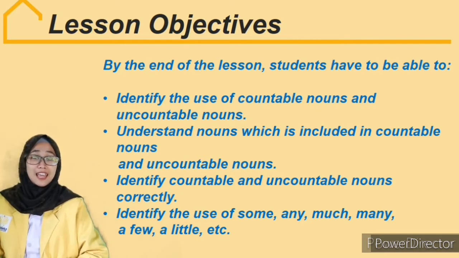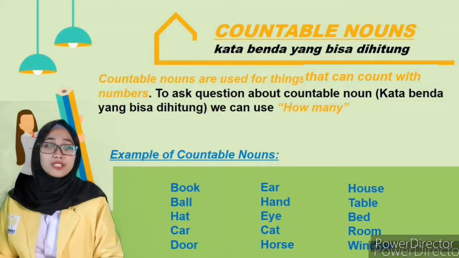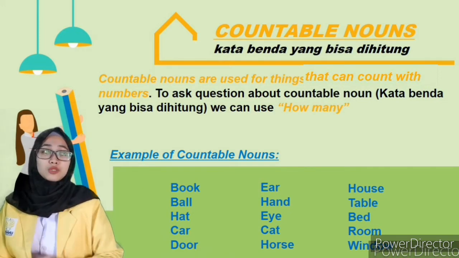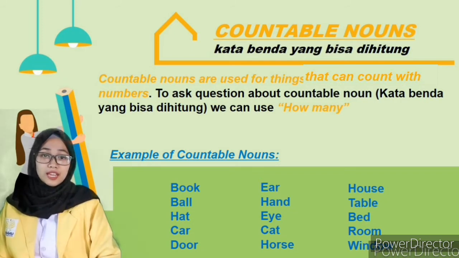And now, let's move to the main material. Are you ready? Alright, good. Well, the first one, there is countable noun atau kata benda yang bisa dihitung. Countable nouns are used for things that we can count with numbers. And to ask a question about countable noun, we can use how many. And these are the examples of countable nouns. We can see door, dog, cat, hat, hand, eye, ear, window, and etc.